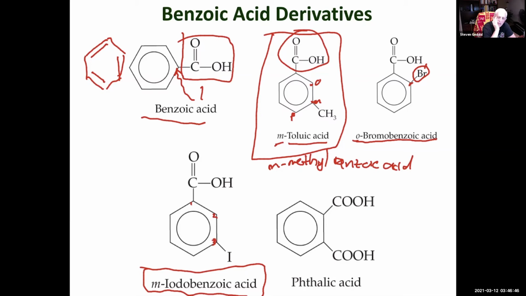Phthalic acid would be what? There's 2 carboxylic acid groups. So it'd be 1,2-dibenzoic acid.